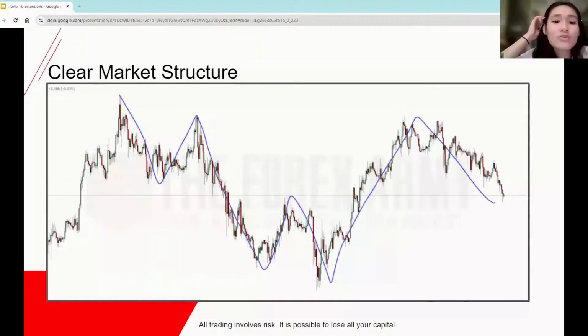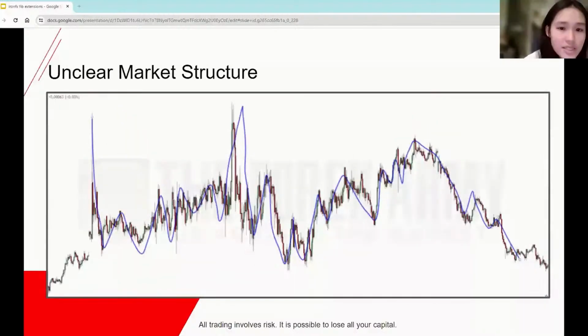Although Fib retracements and all the different Fibonacci techniques can be used in both choppy and trending markets, it's still important to look for clear market structures regardless of what technique you are using. So here's an example of a clear market structure, and here's an example of an unclear market structure.